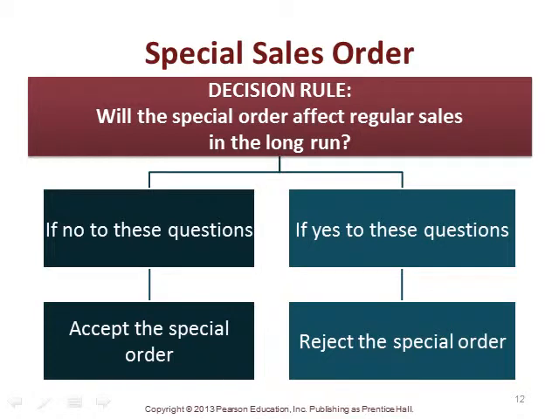And then the final decision rule would be, will the special order affect regular sales in the long run? These again become a qualitative issue. So what happens if some of my other customers find out I provided the same product to a competitor of theirs at a reduced rate? Would they then demand that reduced rate on their orders, or would they demand one-time pricing concessions on their orders? So this is an example of a qualitative issue that will come up. And so again, will the special order affect regular sales in the long run? If no, we'll accept the special order, and if yes, we reject the special order. So these are some of the decision rules that come into effect when we are looking at special order decisions.